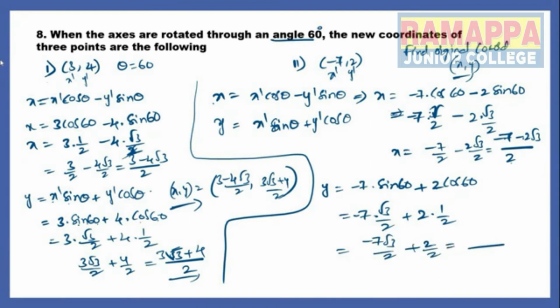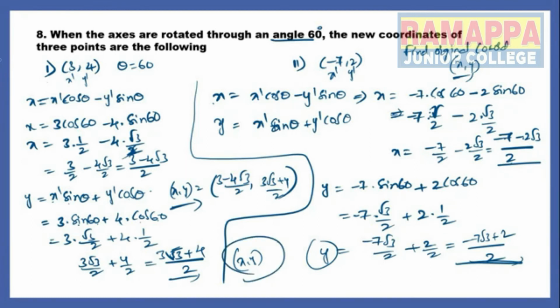So it will become 2 LCM minus 7 root 3 plus 2. So this is y. So (x, y) is equal to this one, and this one is the answer here, the new origin. Here, third question, the new coordinates 2 comma 0. So (x', y') we know already.